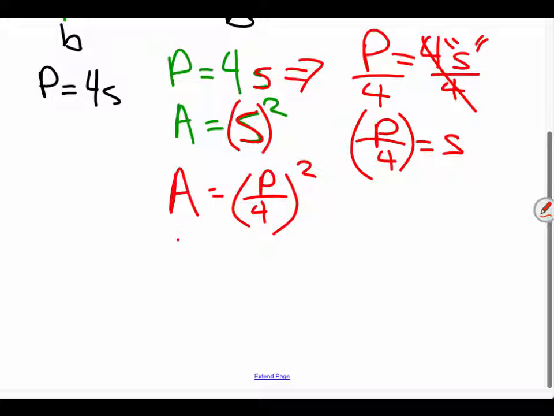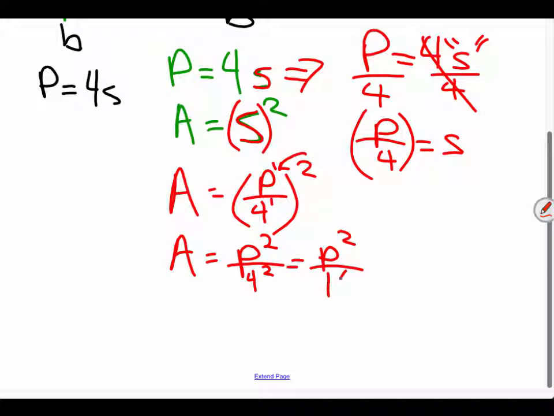So now, what do I do with the 2? Well, I can push the 2 through. This is p to the first, or 4 to the first. So that really becomes p squared over 4 squared, or p squared over 16. Does that make sense?